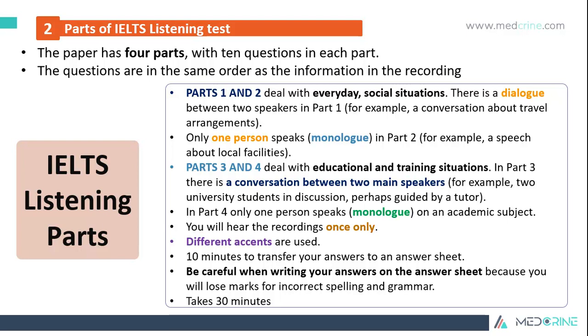You will hear the recordings only once, and in these recordings, different accents are used, for example, American accent, Australian or British accent. At the end of the test, you're given 10 minutes to transfer your answers to the answer sheet. And at this point, you need to be very careful when you're writing your answers on the answer sheet because you lose marks for incorrect spelling and grammar. Generally, the IELTS listening test takes 30 minutes.